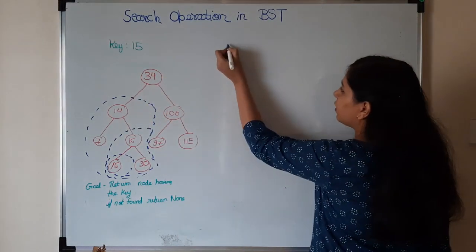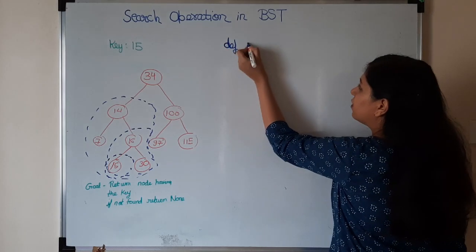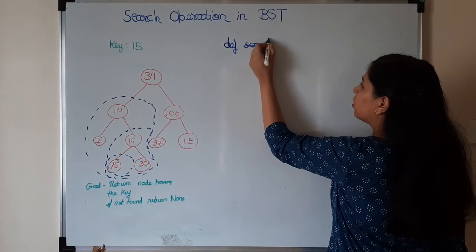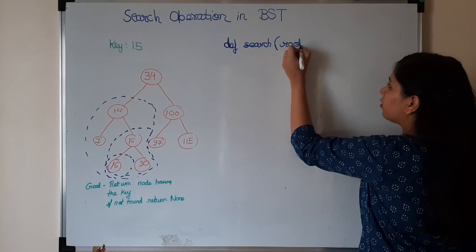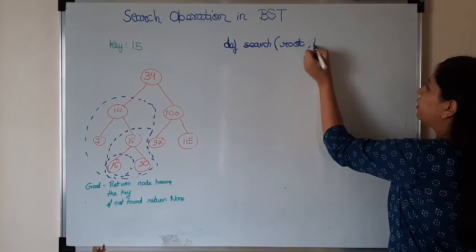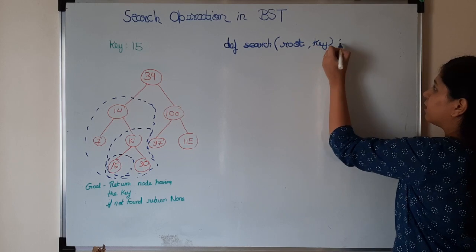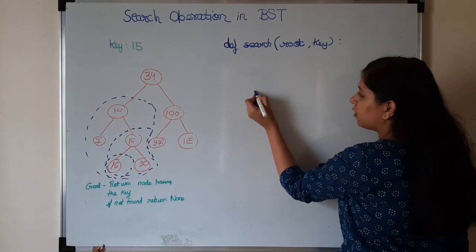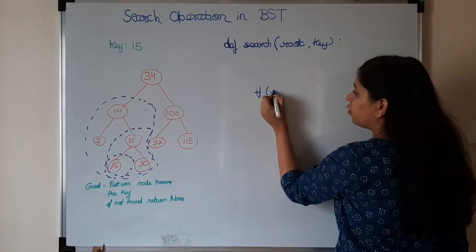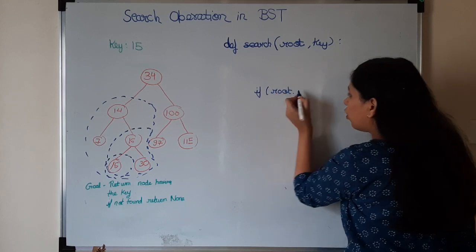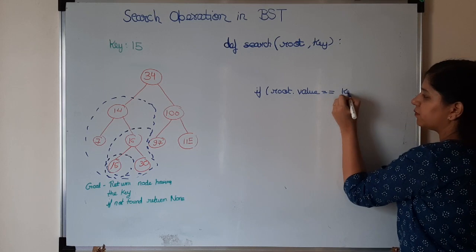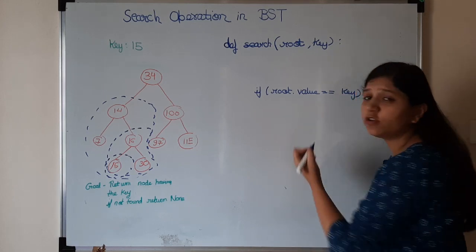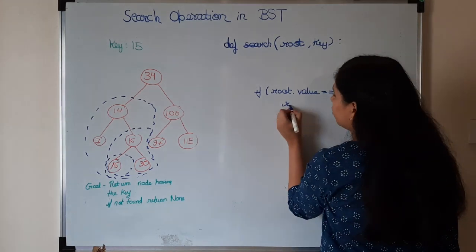So let's name this method as search. Okay, and we'll have root here, first parameter, and key. The first thing is, if root dot value is equals to key, then what you should return? Return root.